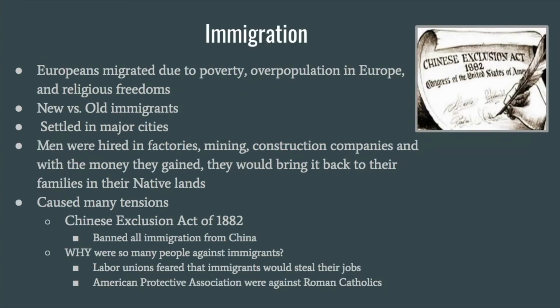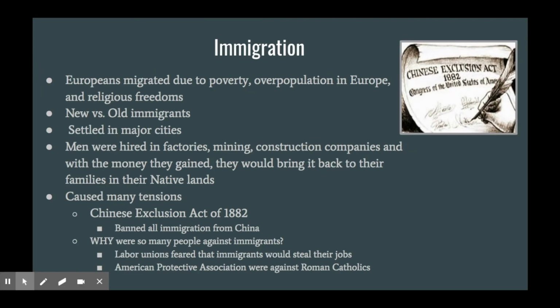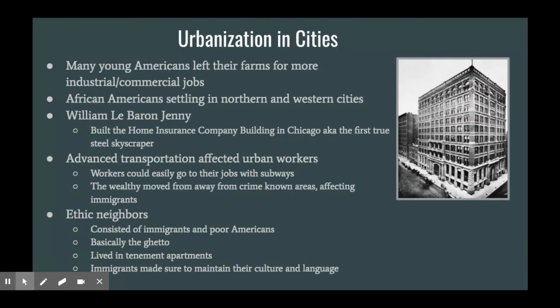Immigration. Europeans migrated due to poverty, overpopulation in Europe, and religious freedoms. New versus old immigrants. They settled in major cities. Men were hired in factories, mining, construction companies, and with the money they gained, they would bring it back to their families in their native lands. This caused many tensions, especially the Chinese Exclusion Act of 1882, which banned all immigration from China. Why were so many people afraid of immigrants? Well, they feared that immigrants would steal their jobs, and the American Protective Association was against Roman Catholics.